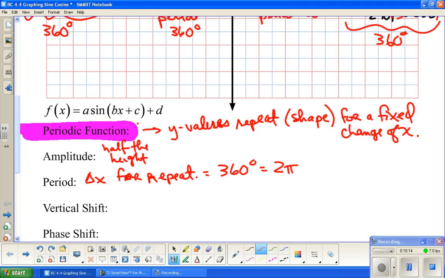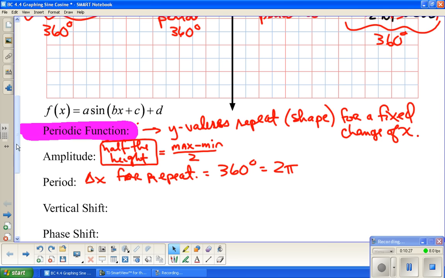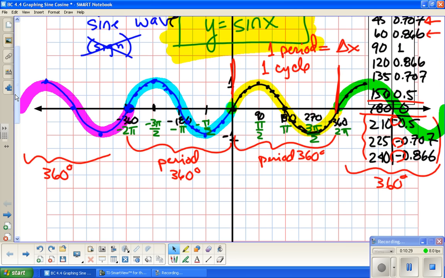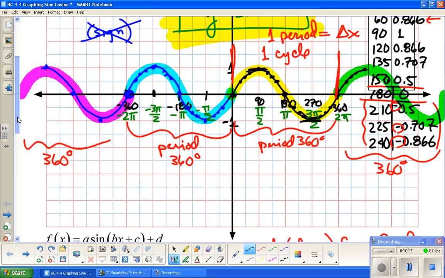It is a measure of how tall the graph is when you're talking about something that is bounded above and below like this. One way to do this is max minus min over 2. Okay, so let's just take a little peek at our graph. It goes up to a height of 1. That's the maximum. And the minimum is a y value of negative 1.